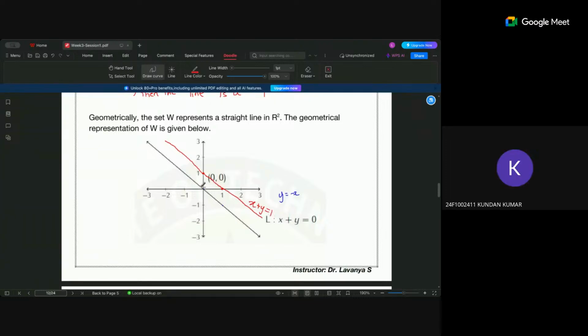It does not pass through the origin, so it is not a subspace. That way it is true, but we can say it is in R square only. It is a subset, but it is not a subspace. You understand?